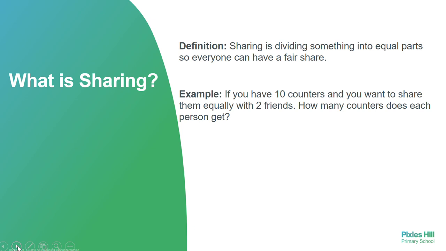For instance, if you have 10 counters and you want to share them equally with 2 friends, how many counters does each person get? You're doing 10 divided by 2, which will equal 5.